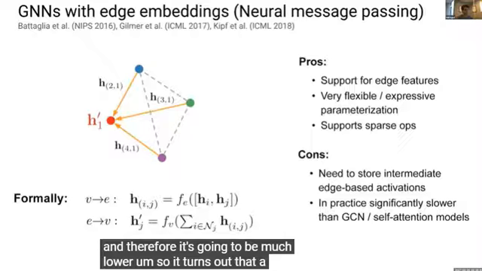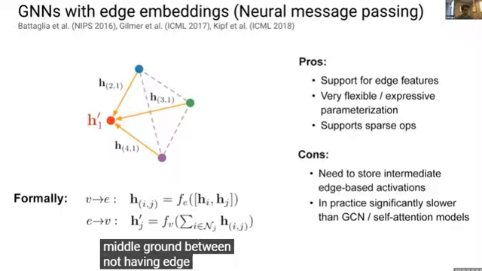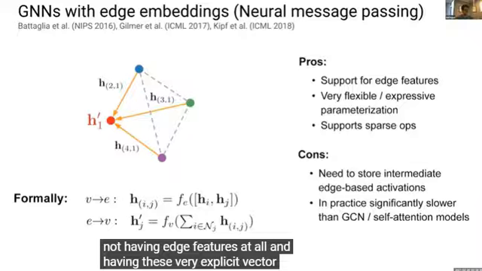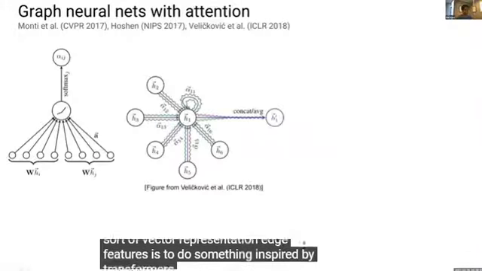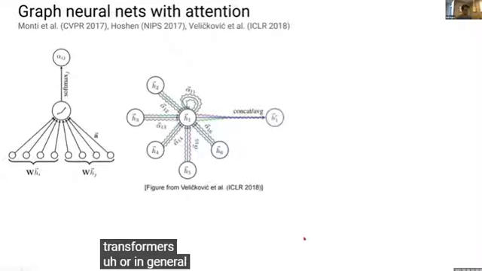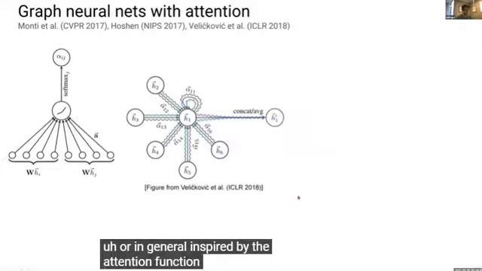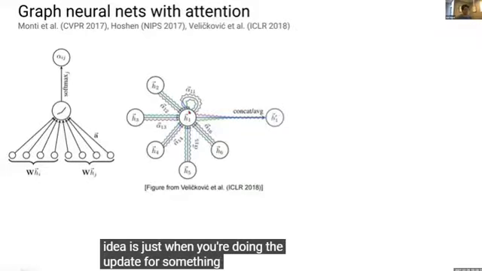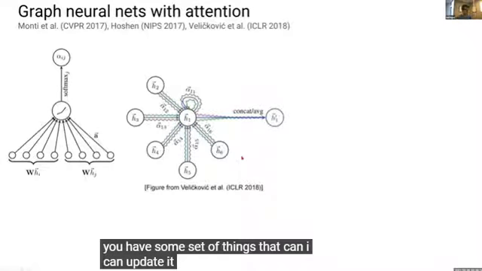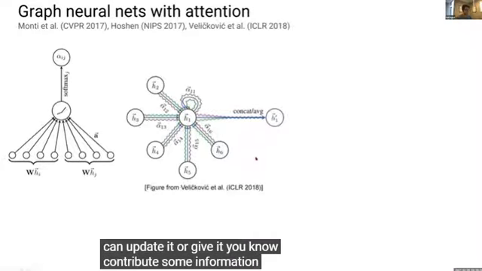So it turns out that a nice middle ground between not having edge features at all and having these very explicit vector representation edge features is to do something inspired by transformers, or in general inspired by the attention function. And so really the key to this whole attention idea is just when you're doing the update for something in particular, you have some set of things that can contribute some information to its update.